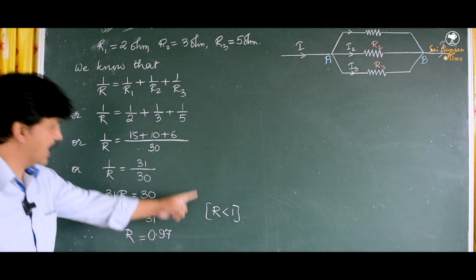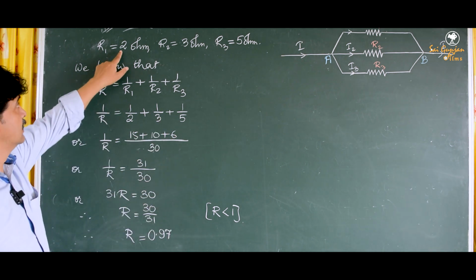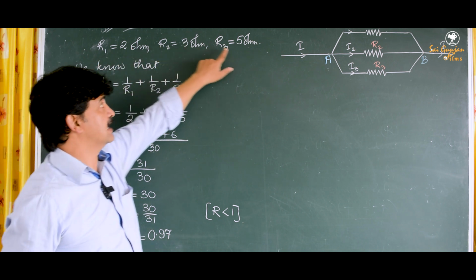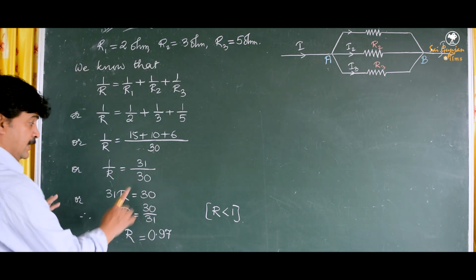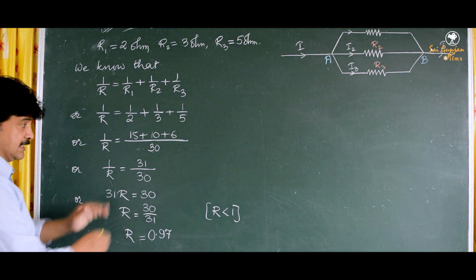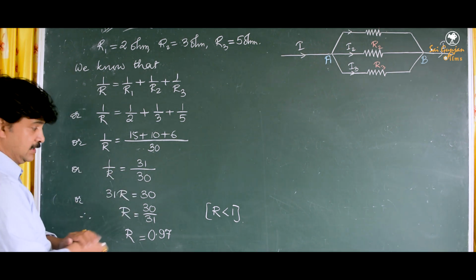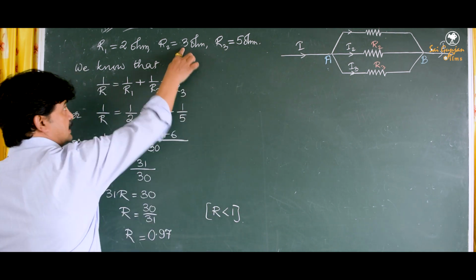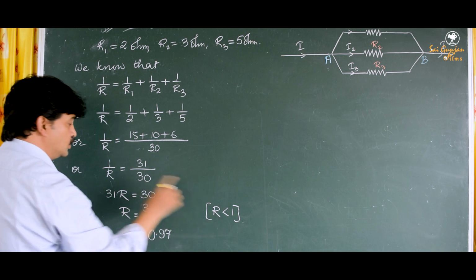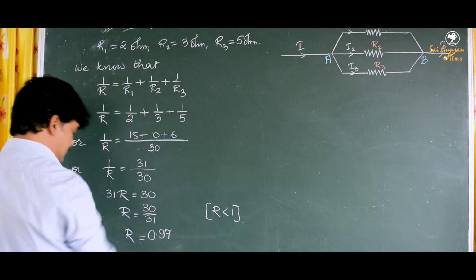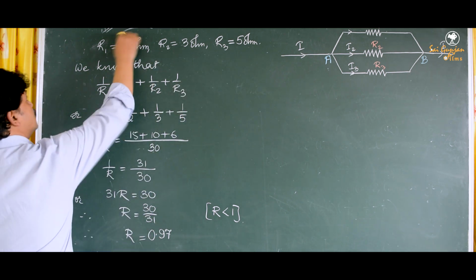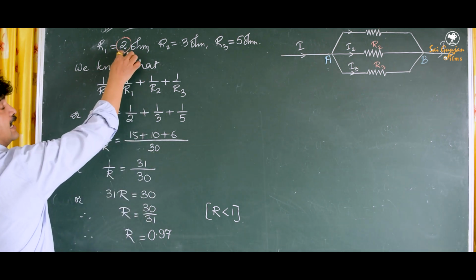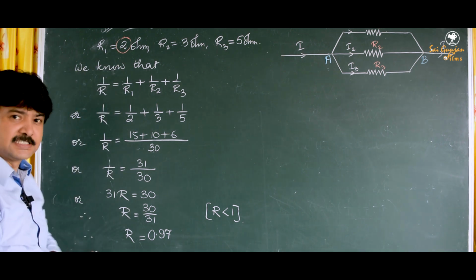Okay, but look at the original values of the resistance. So one was 2, the other one was 3 and the last one was 5. So you see the equivalent resistance in case of parallel combination, in this case, is less than 1, and that is less than 5 also, less than 3 also, and less than 2 also. So which is the least here? Least resistance is 2, isn't it? So the equivalent resistance in this case is less than the least of the resistances.